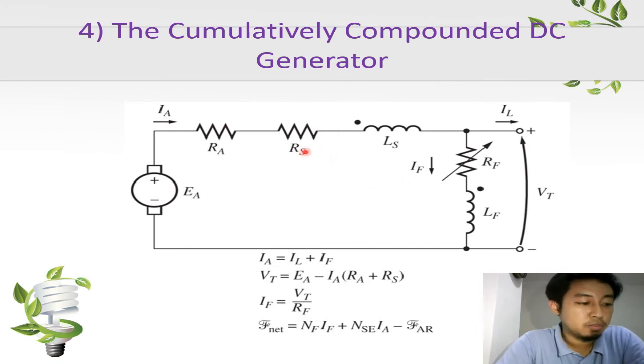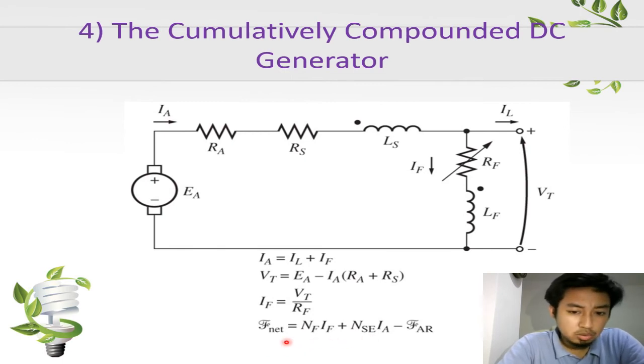The dots that appear on the two field coils have the same meaning as the dots for a transformer. If you remember, the transformer has dots, right? Current flowing into the dot produces a positive magnetic force. Notice that the armature current flows into the dotted end of the series field coil, and the shunt current IF flows into the dotted end of the shunt field coil. Therefore, the total magnetic force is based on this equation, F net.